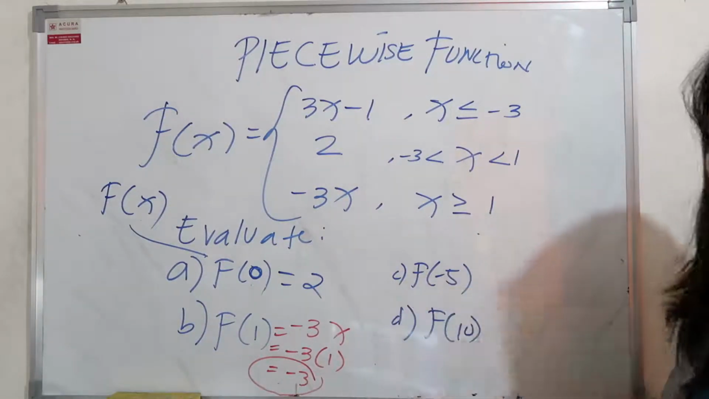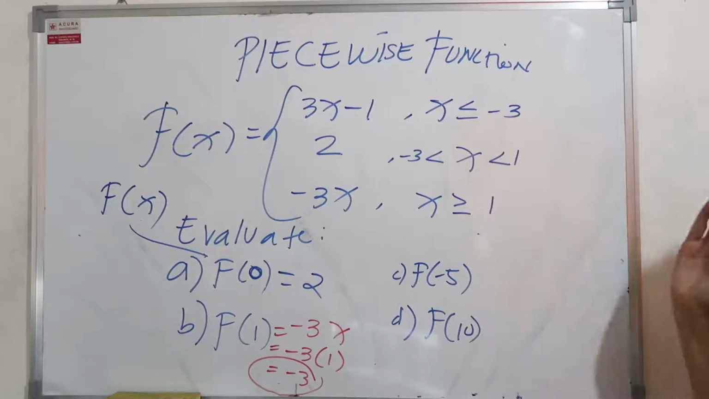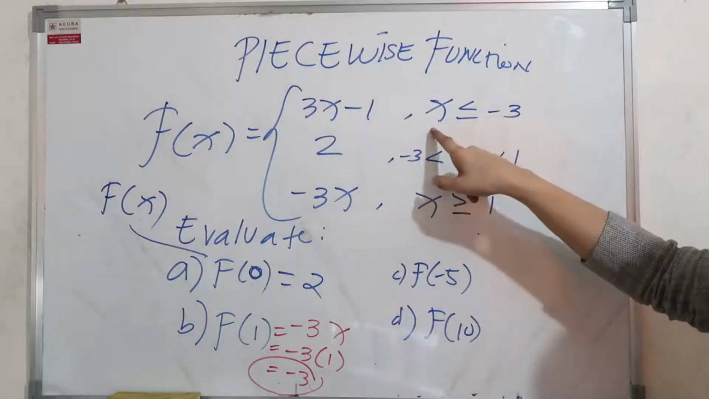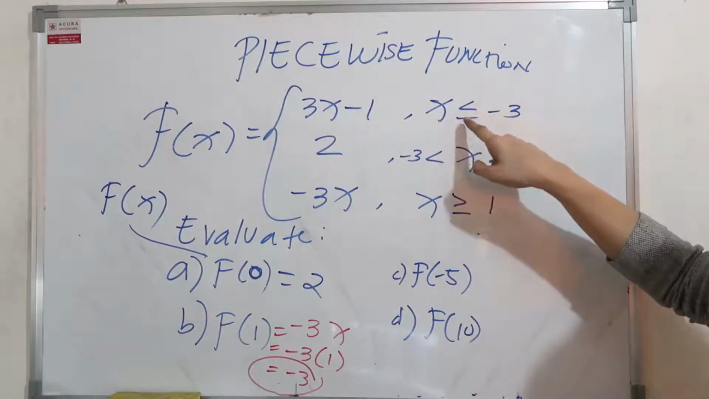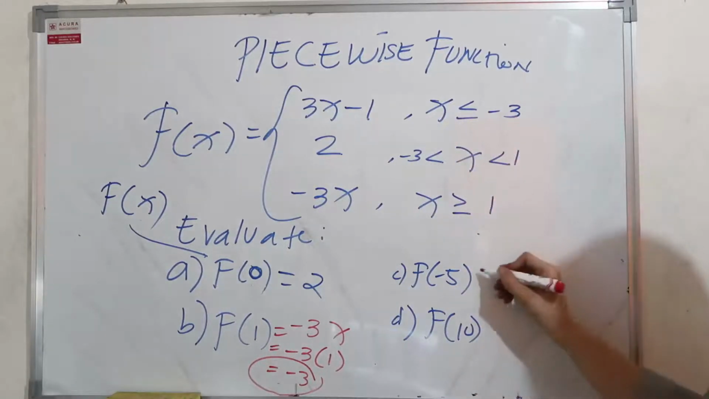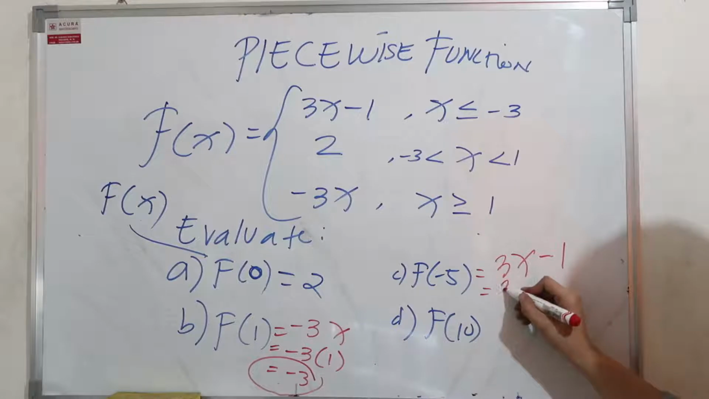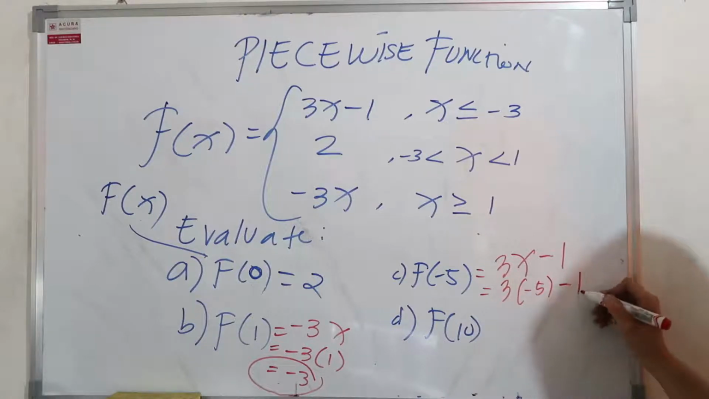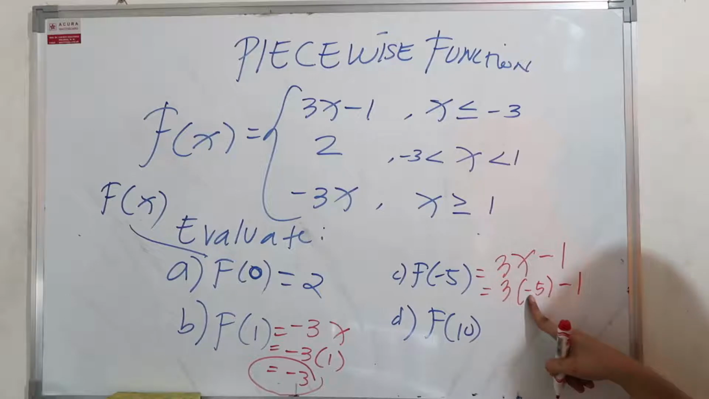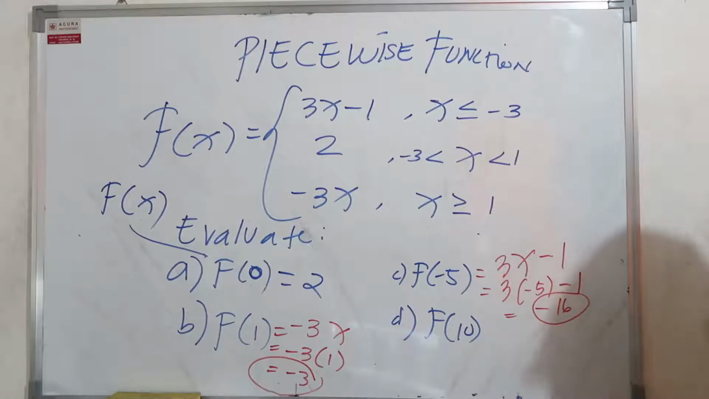Okay? Next, letter C, negative 5. Where is it? Okay, first condition. Why is it in the first condition? Okay, very good. Because according to the first condition, x must be less than or equal to negative 3. So that will become 3x minus 1. So substitute x with negative 5. So that will become 3 multiplied by negative 5 minus 1. So 3 multiplied by negative 5 is negative 15, minus 1, negative 16. Okay, that's how we evaluate piecewise function.